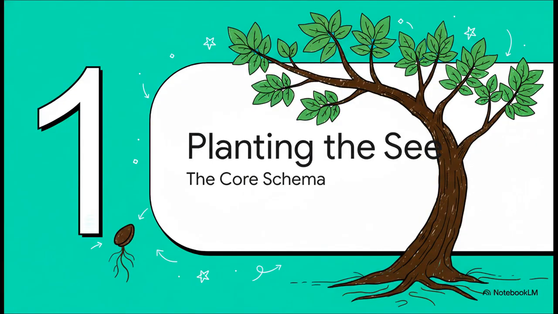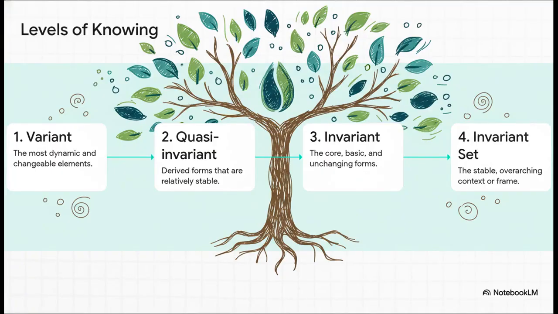And his solution wasn't to just create another complicated folder system. No way. He went deeper. He developed a whole new way of thinking. He planted a seed, this core idea or schema that would basically become the DNA for his entire knowledge system. Okay, so this is it. This is the seed. It's a core schema built on 4 words that define 4 different levels of knowing: variant, quasi-invariant, invariant, and invariant set.